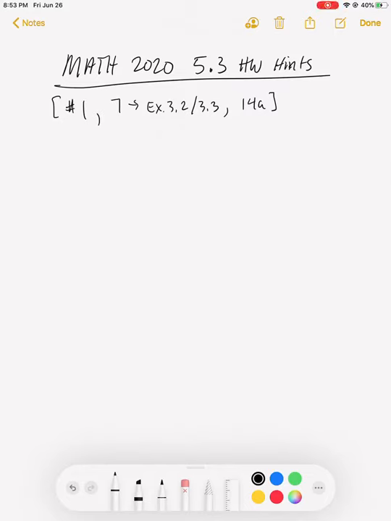Alright class, in this homework hints video for section 5.3, Math 2020, I will give you some hints on problem number 1, number 7, which includes exercises 3.2 and 3.3 in the section in the book, and 14a, which talks about the volume of a kite.